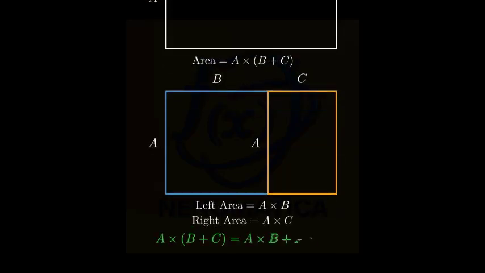Since the total area doesn't change when we split the rectangle, we can say that a times the quantity b plus c equals a times b plus a times c. And that's the distributive property. The distributive property has many practical applications.